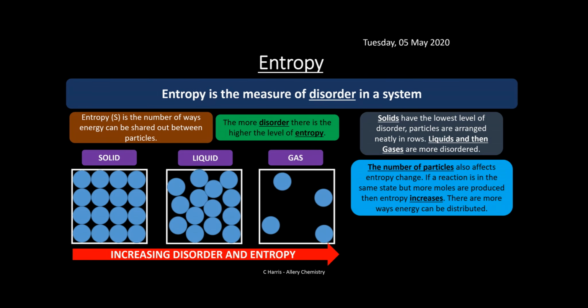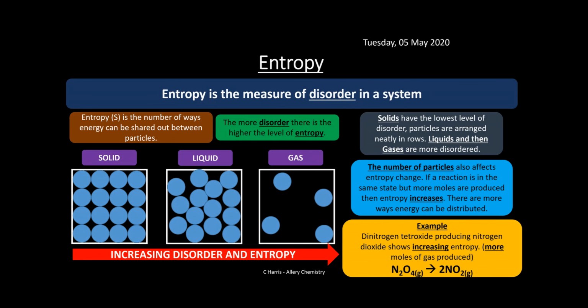The number of particles also affects entropy change. If a reaction stays in the same state, but more moles are produced, then entropy increases. In other words, if we go from, say, 4 moles on the reactant side to 10 moles on the product side, that's an increase in entropy, because there are more ways in which the particles can be distributed. An example is nitrogen tetroxide producing nitrogen dioxide. This shows an increasing entropy, because we've gone from 1 mole on the left to 2 moles of gas on the right-hand side, so there are more ways in which this can be arranged.